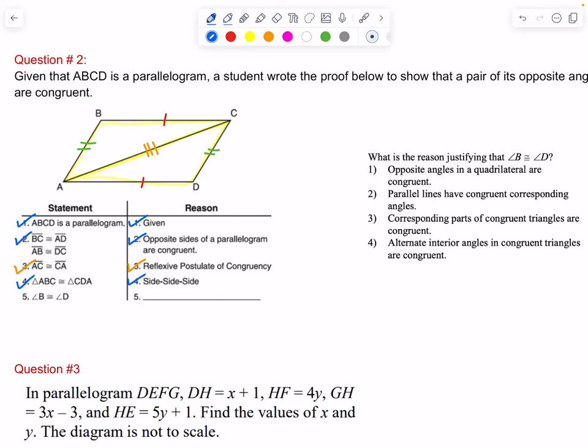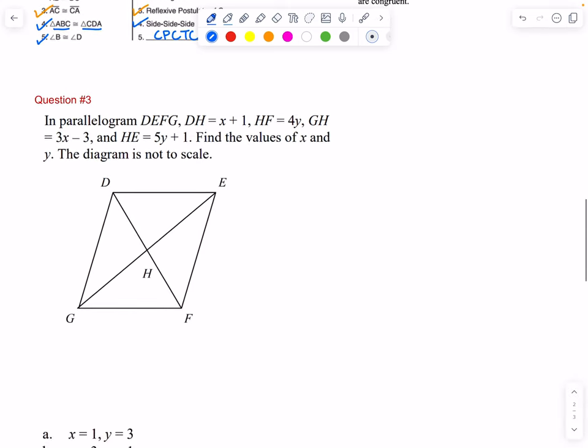And then they've said that angle B is congruent to angle D. So we can always say that parts of congruent triangles are congruent. There's always three pairs of sides and three angles that are congruent after you've stated that two triangles are congruent. So a good reason why we know that those angles are congruent is because of corresponding parts of congruent triangles are congruent. And then a lot of times you'll see it written as just an acronym, CPCTC. Okay, so that's it for number two. Let's look at number three.